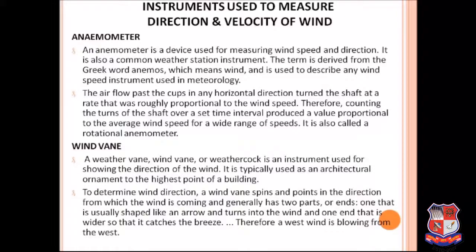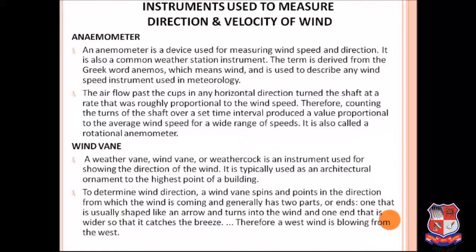The instruments that are used to measure direction and velocity of wind. The first instrument that is used for measuring the velocity of wind is Anemometer. An anemometer is a device that is used for measuring wind speed as well as direction. It is also commonly called a weather station instrument. It is a term derived from the Greek word anemos, which means wind, and is used to describe any wind speed instrument used in meteorology.